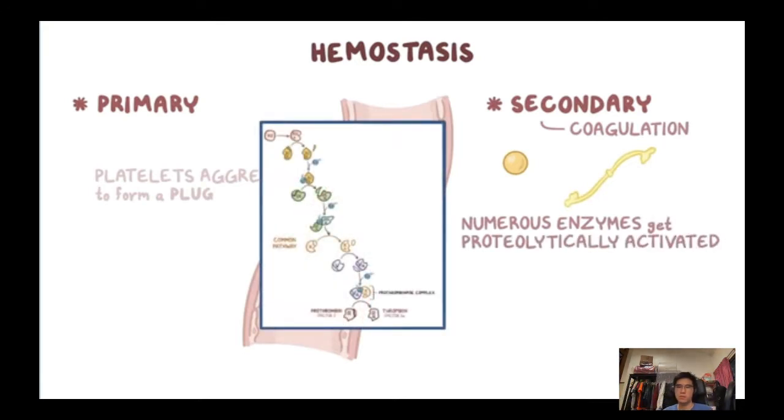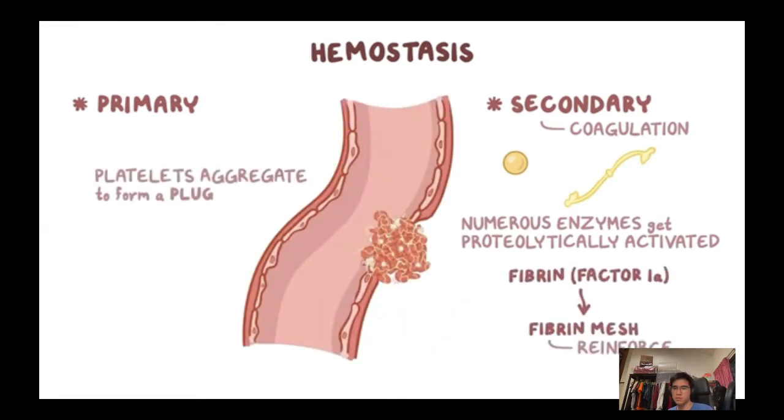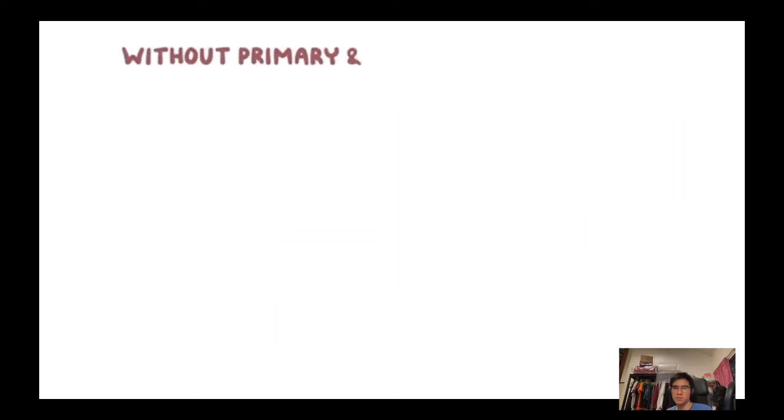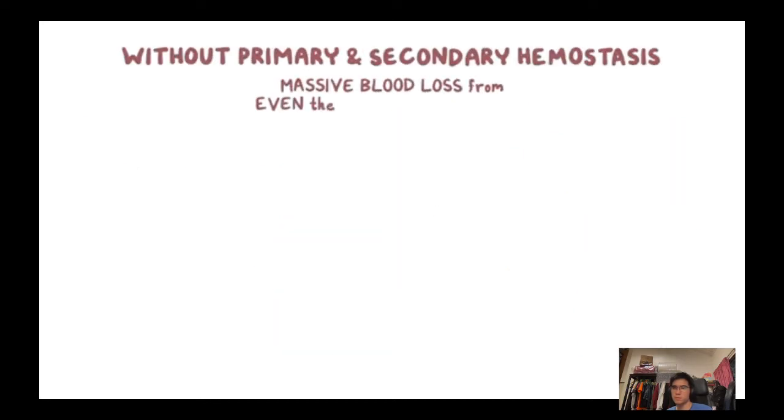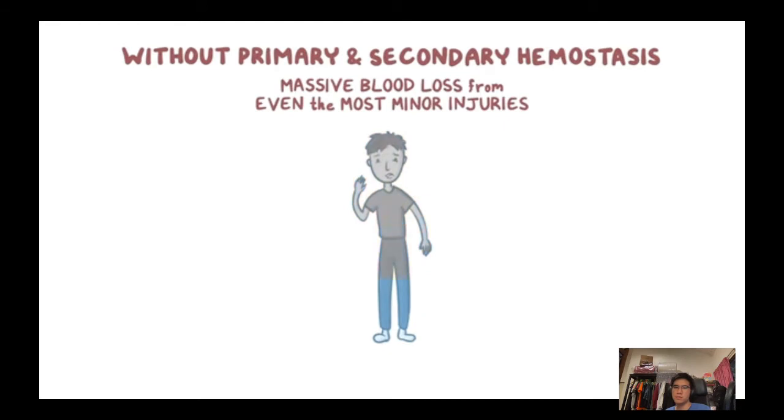These factors activate one another, eventually leading to the activation of fibrin, or factor 1A. That results in a fibrin mesh, which forms around the platelet plug to reinforce it and hold it together. Without primary and secondary hemostasis, our body would suffer massive blood loss from even the most minor injuries. Imagine losing all your blood from something as simple as a pinprick.